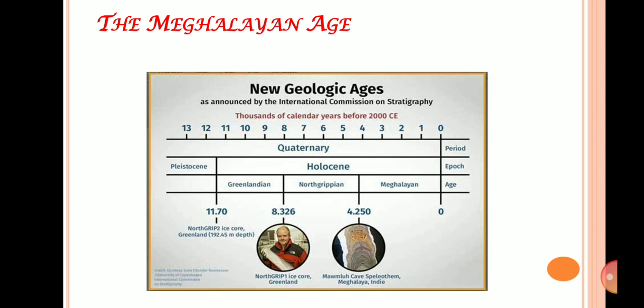The Meghalayan age is unique among the many intervals of the geological timescale in that its beginning coincides with a global cultural event produced by global climatic events. In the next class, let us study continental drift and plate tectonics.